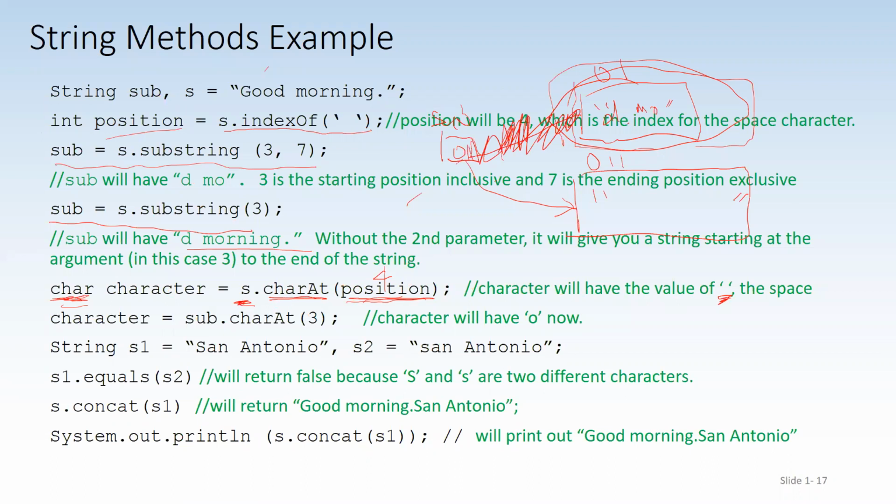Okay. And character, now we are reassigning this. Sub, remember what sub has. Sub has this, right? sub.charAt(3). So at position 3, it's M. Oh, it's O? Oh, yeah, it's O. Okay, 0, 1, 2, 3. Okay, it's O. So now character has O. Okay, and that's some of the methods. Any questions, everybody?